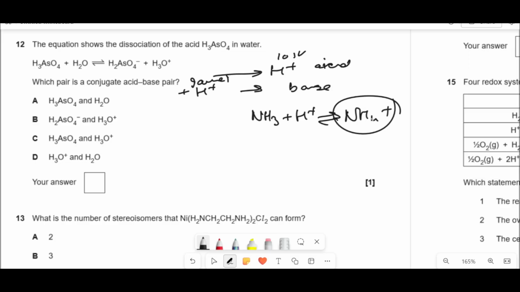If we look here, this NH4+ has lost an H+ to become this. So that is an acid. This can gain an H+ to become this. So that's a base. So what we need to do is look out for what's lost the H+ and what's gained it. Right?